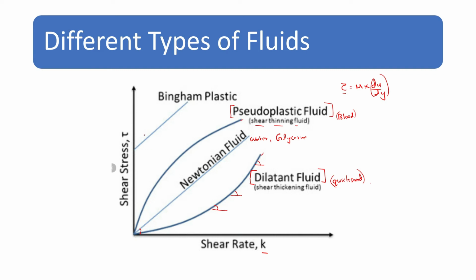And then you have a Bingham plastic fluid. You can see that it will behave just like a solid up to a limit. After that, it will behave as a Newtonian fluid. Examples are muddy water or sludge. It needs an initial push. After that only it will undergo deformation.